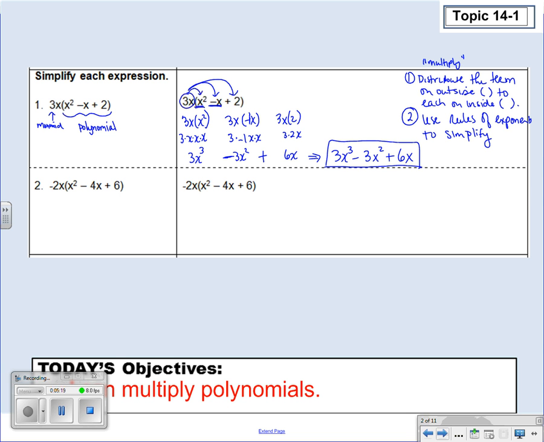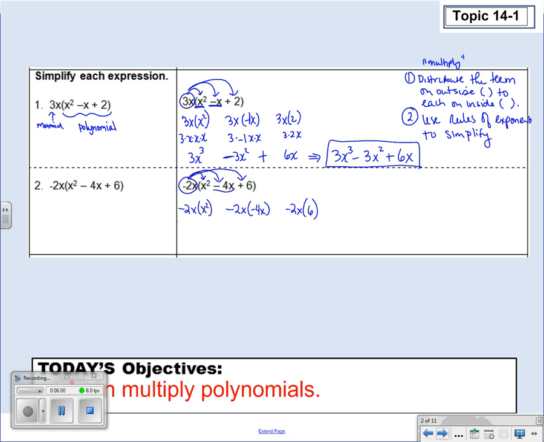So example 2 is the same type of thing. We have one term, the monomial, being multiplied to the polynomial. So we're going to do the same that we did before. Let's distribute. So I'll get a negative 2x times x squared. Then we're going to distribute to the second one, a negative 2x times, this is now a negative 4x, because you take the sign with it. And we will distribute to our last term, negative 2x times, this time it's a positive 6.